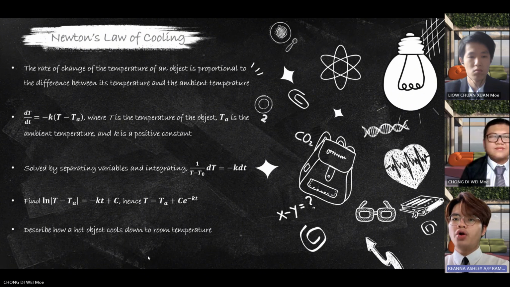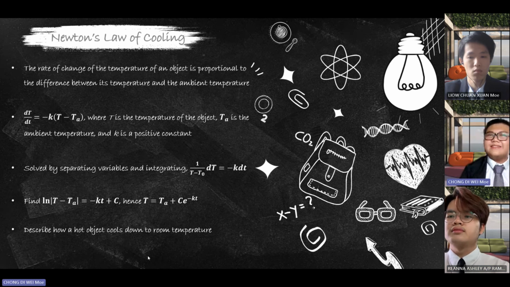This is a first order linear ODE. Solved by separating variables and integrating 1 over T minus Ta dT equals negative k dt. Integrating, we find ln modulus T minus Ta equals negative kt plus C. Hence, T equals Ta plus C e to the power negative kt. These models can describe how a hot object cools down to room temperature, such as a cup of coffee left on the table. Oh, I see.